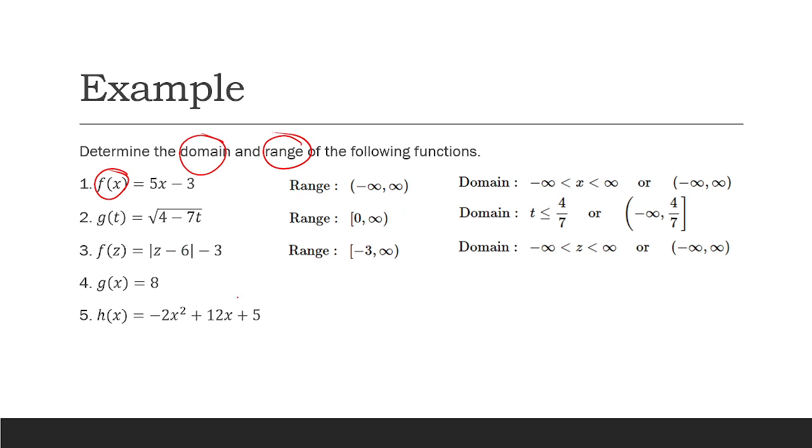Next, we have g of x is equal to 8. So, actually, this is the easiest one. This is a constant function, because it's equal to a constant. The function is equal to a constant.